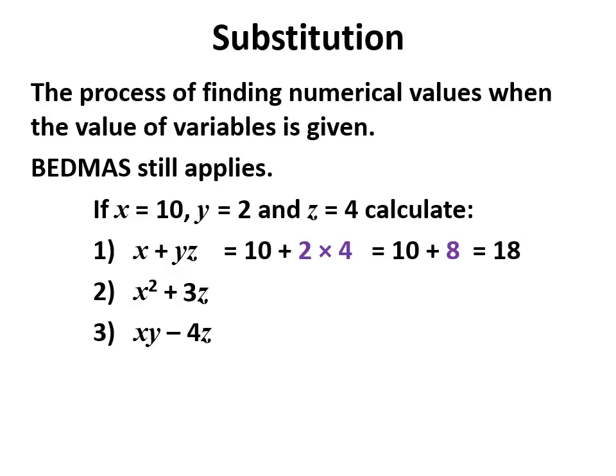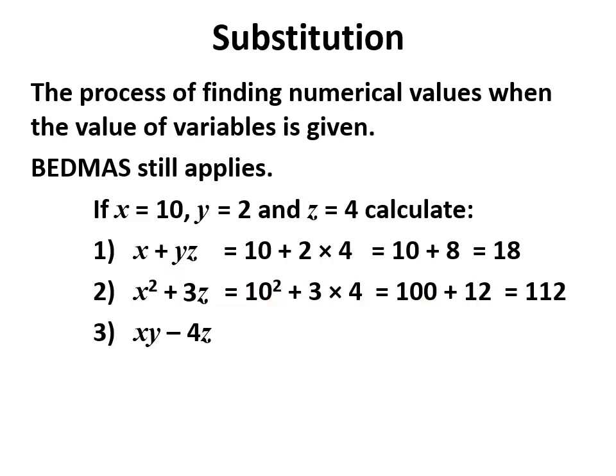Let's have a look at another one. x squared plus 3 times z. Well, x is 10, so it is 10 squared plus 3 times 4. BEDMAS says we do brackets, well there's no brackets. Exponents, so the first thing we must do is the exponent, and that is 10 squared, which is 100. Then we do divisions, no division, and then we have a multiplication. 3 times 4 is 12. Only last do we add those two terms. 100 plus 12 is 112.